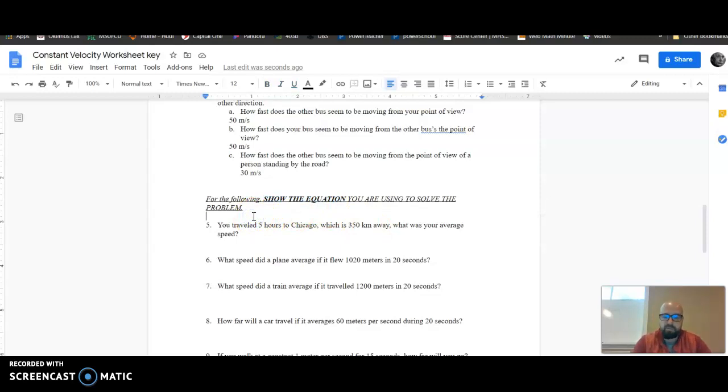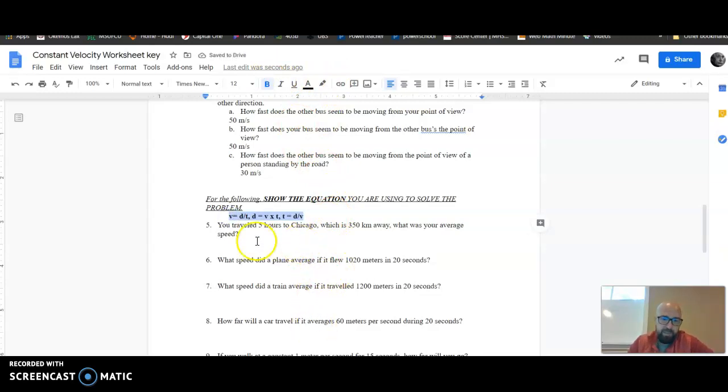And so what I might suggest is, we're doing just velocity equation one. So we know that velocity equals distance divided by time. And then rearranging those equations or using that triangle, we know distance equals velocity times the time. And then time would equal distance divided by velocity. So these are really the three equations that I would use in doing any of these problems.